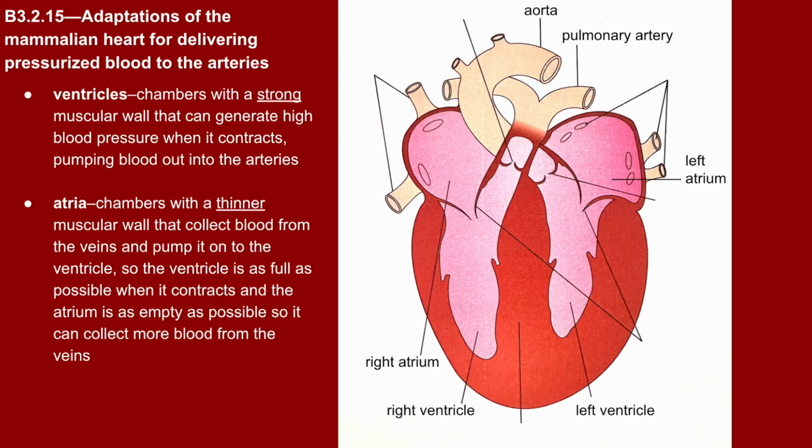So, a few adaptations of the mammalian heart for delivering pressurized blood to the arteries. Note the ventricles have a strong muscular wall. This dark red part here, that's all cardiac muscle. And so that contraction is going to be really strong and able to push that blood throughout the whole body. Atria, on the other hand, are going to be much thinner. They're just collecting blood from the veins and just have to contract it right there down to the ventricle.